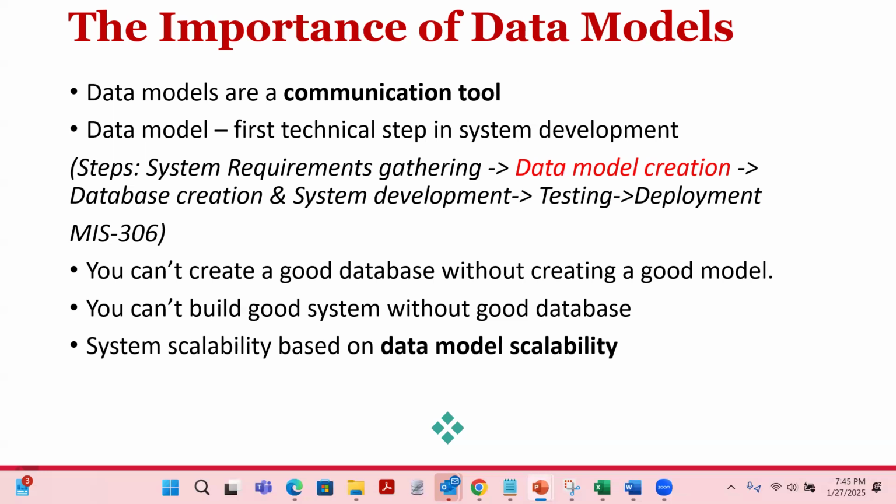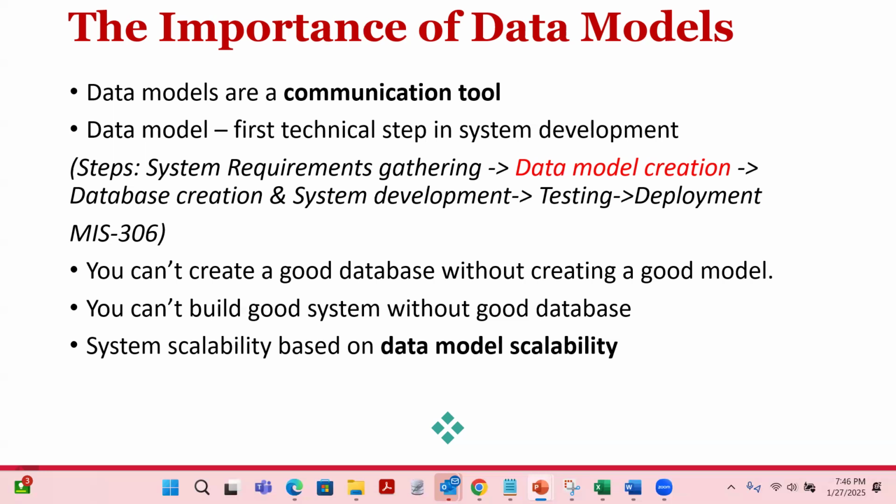Below are the steps that are part of system development. System development includes system requirements gathering, then creating the data model, then database creation and system development, and further down, testing and deployment to the real world. All of those will be covered in the MIS 306 class, which some of you might take in the future. So just remember that a data model is one part of the larger process called system development.